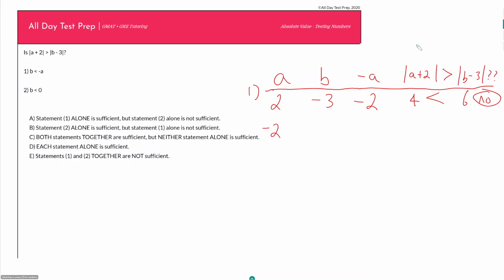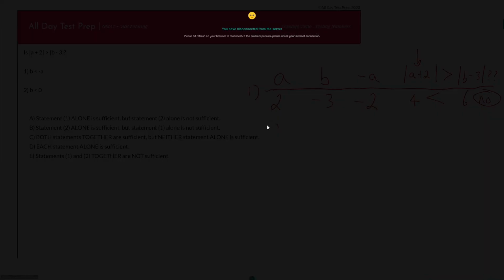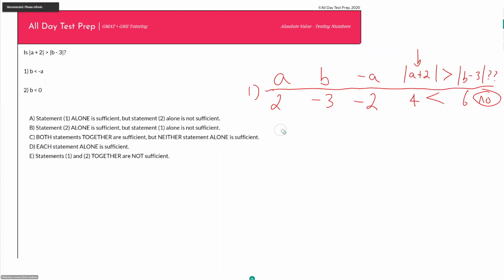We now want a case where this side here, the left side, is going to be greater than the right side. If I choose -2, well, this side here, -2 plus 2 is 0. And so this is, in fact, the smallest possibility that we can have here. And so -2 is probably not a good option to choose. In fact, instead, I'll say, how about -20?